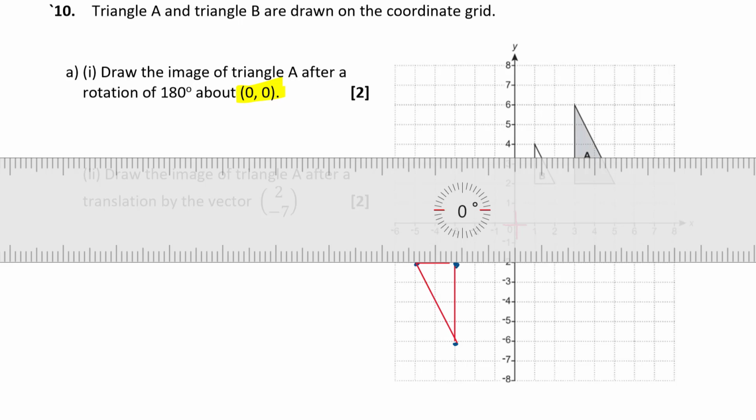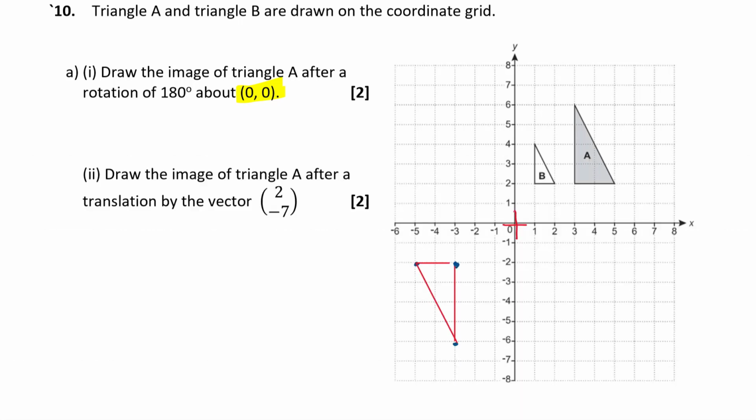Like so. So rotation should change the orientation and position of your shape, but not its overall shape. You can see it's still the same shape, it's just kind of upside down and moved to a different quadrant. Okay, so that's my rotation.